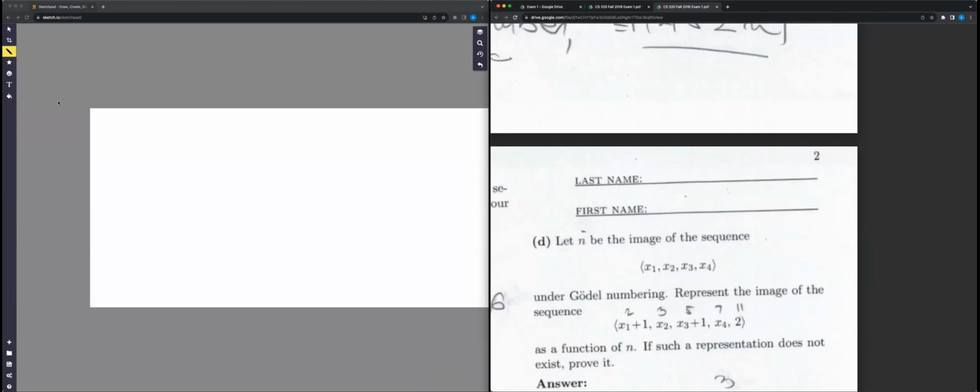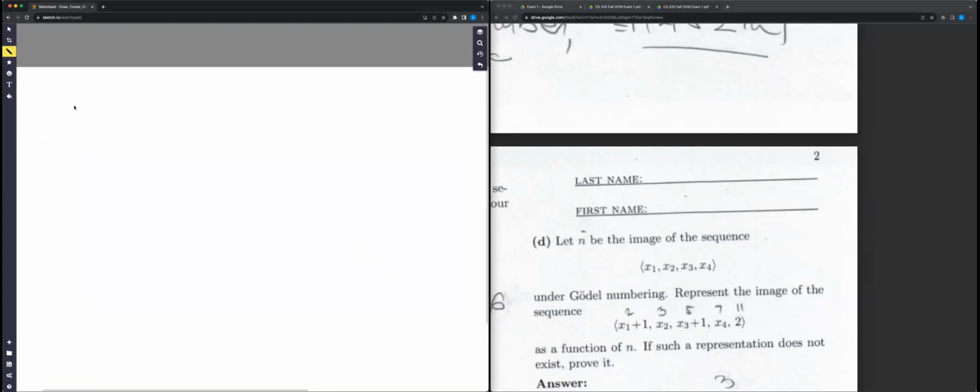So let's move all the numbers out. X1 plus 1, X2, X3 plus 1, X4, 2. So we have a +1 here, and we want to make it look like X1, X2, X3, and X4.